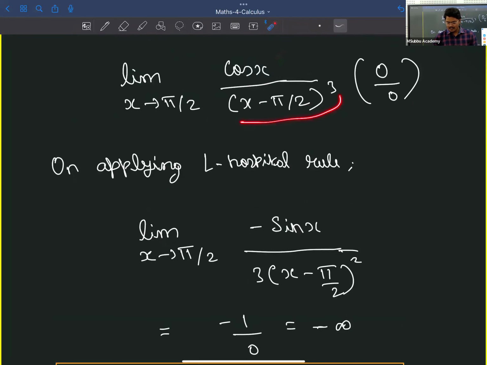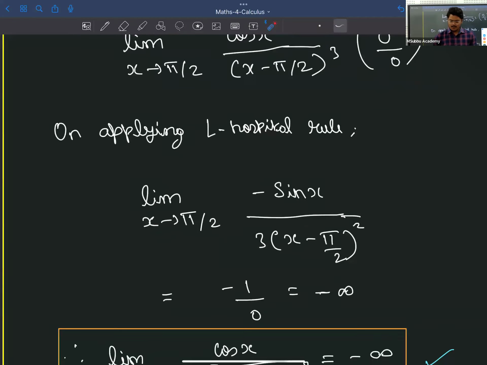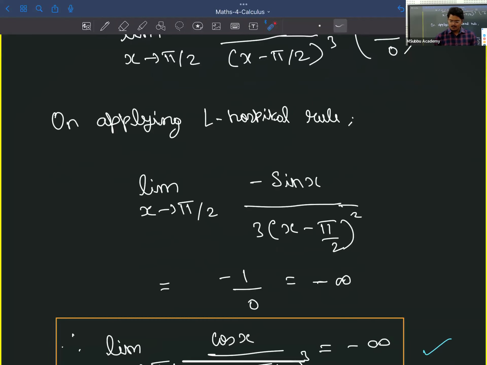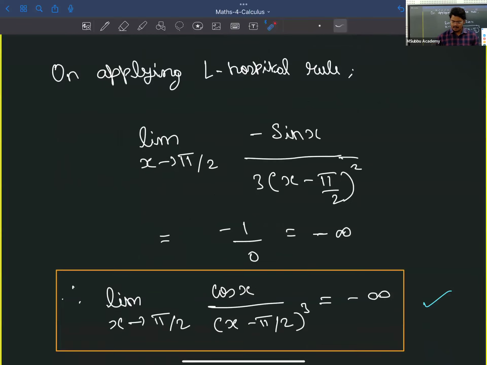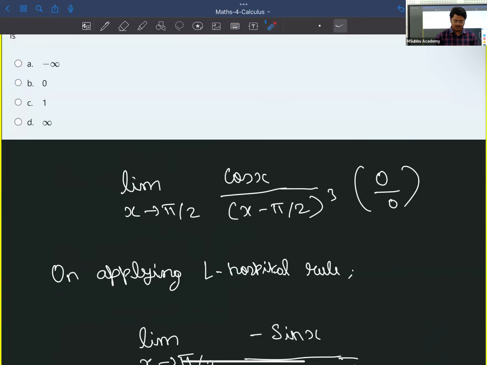And when you differentiate the denominator term, we will get 3 into this x minus pi by 2, the whole square. Again chain rule, differentiation of x, you will get 1. So directly write this. Now you substitute pi by 2. So this term you will get minus 1. When you substitute in the denominator, it will be 0. So now it is minus infinity directly. That's all. So directly minus infinity will be your answer here.